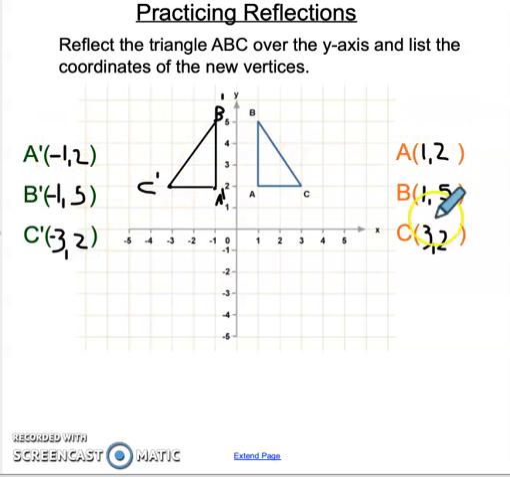So instead of a positive, I had a negative. If my original coordinate was negative, I would have ended up with a positive, because it just changes. Okay, so let's see if that same thing happens on our next example.